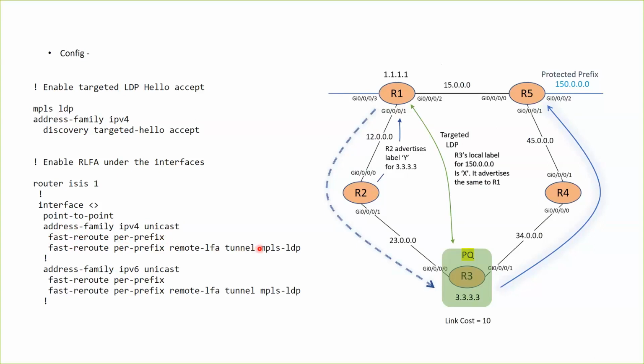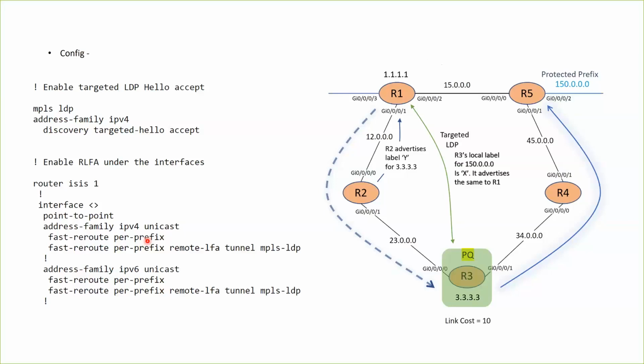Now you may ask a question: what happens if I have both local LFA and remote LFA enabled, and you have a local LFA path and an RLFA path, as in your network is such that both are available to you? What will you choose? Local LFA. Why would you choose local LFA over remote LFA?